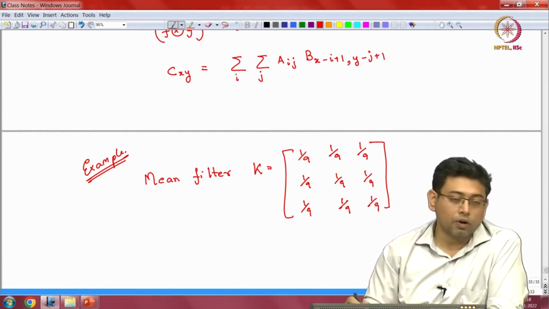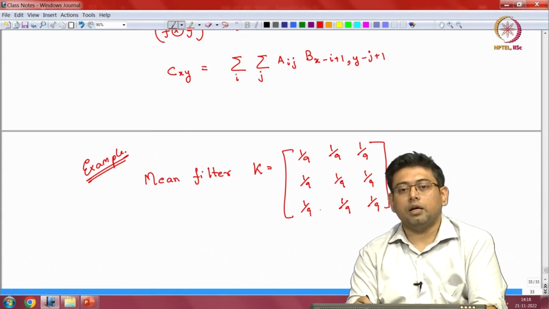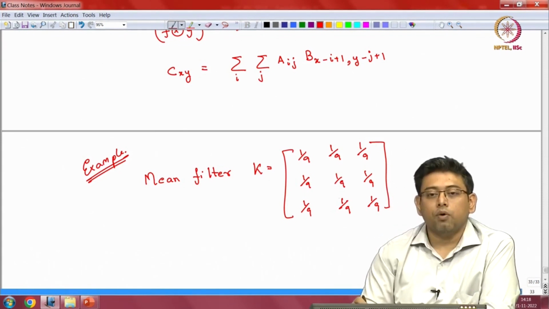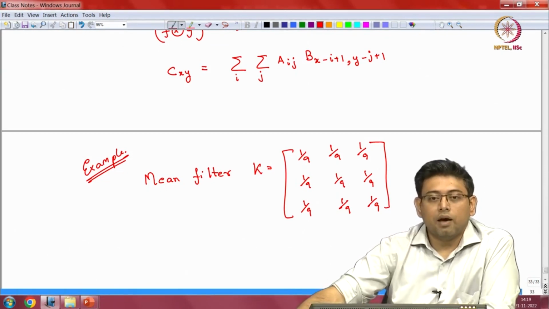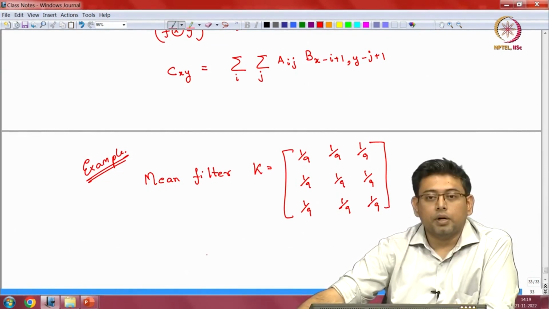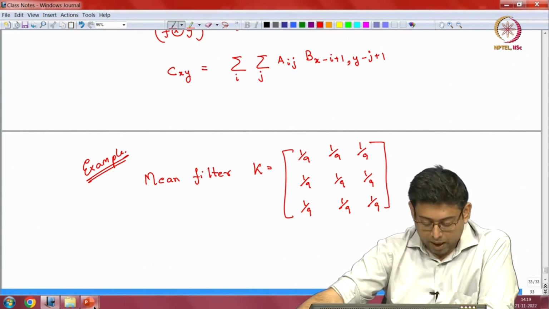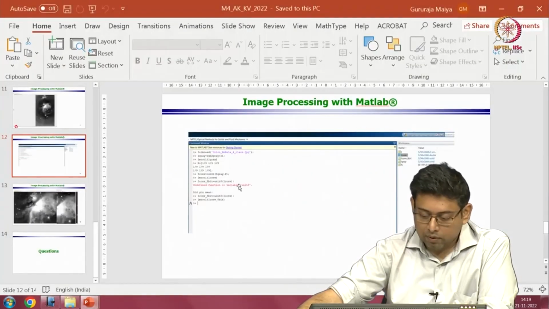And then you can do a convolution over with another image that you might have, and then you might want to see what the effect of that is. Okay. So what I have done is I have already done this operation once in MATLAB, and I will show you what I have done.